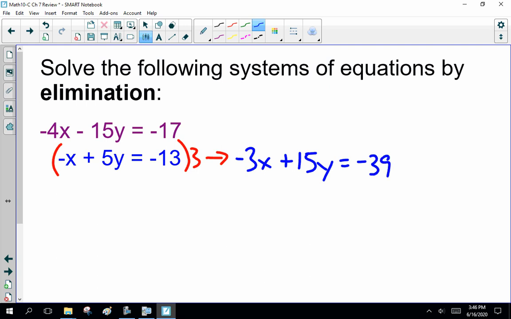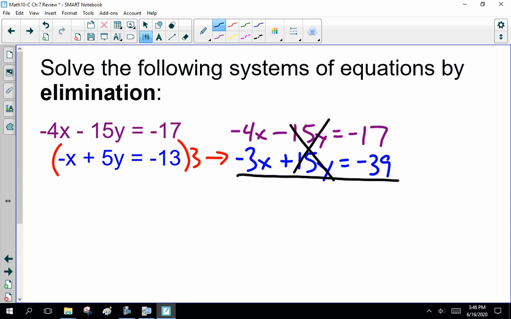Now, why do I do that? Well, look at my other equation: minus 4x minus 15y equals minus 17. When I add these two equations, what do I get? Minus 15 and plus 15 cancel out. Minus 4x minus 3x. I owe somebody $4. I owe somebody else $3. I owe a total of 7.